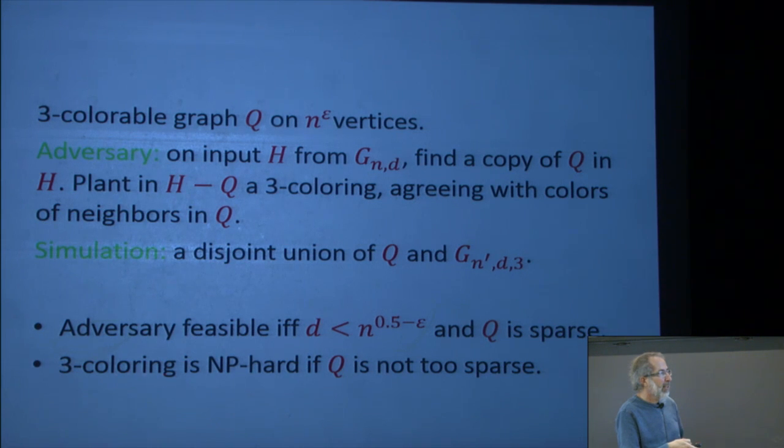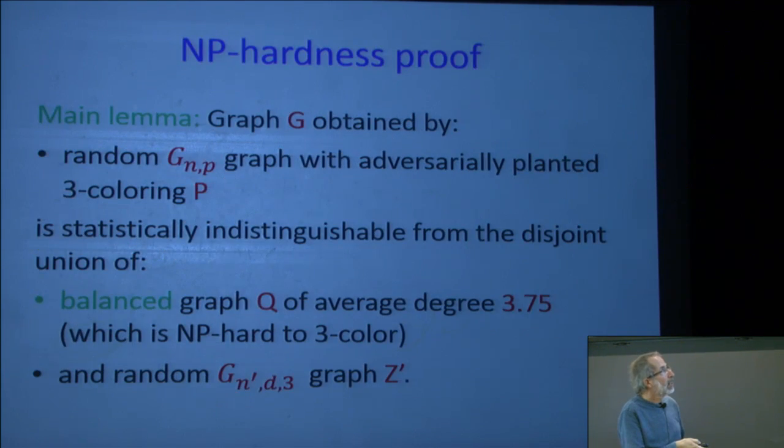because you want a three-coloring of Q to be NP-hard, so the average degree in Q has to be at least 3, and this really says that the average degree has to be at most 4. So there's a certain range of values of how we can choose Q. So here's our main hardness proof.